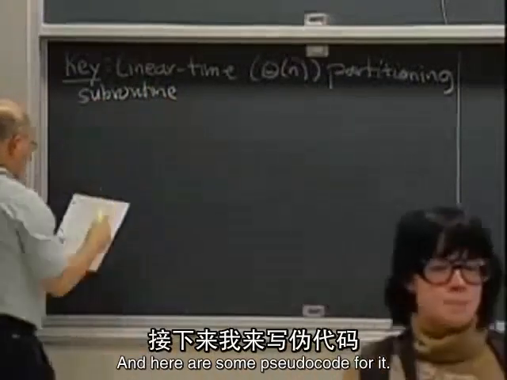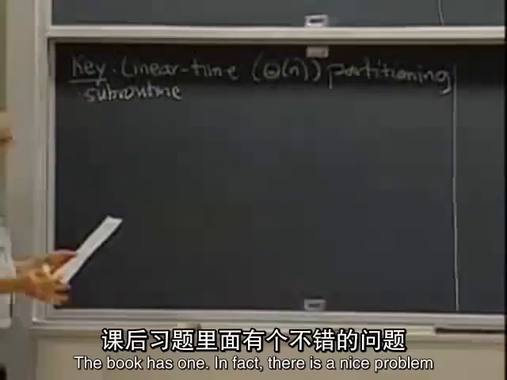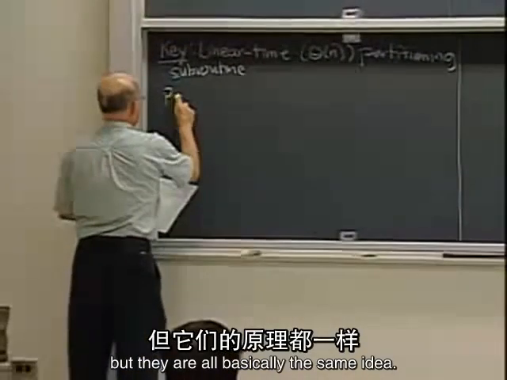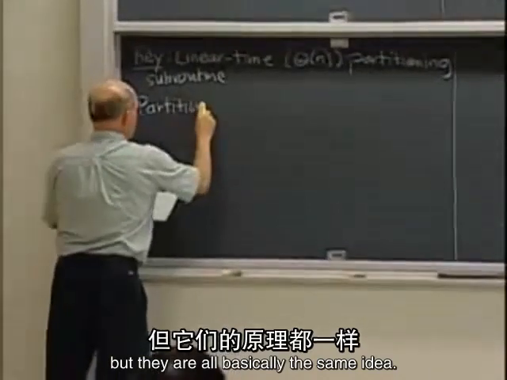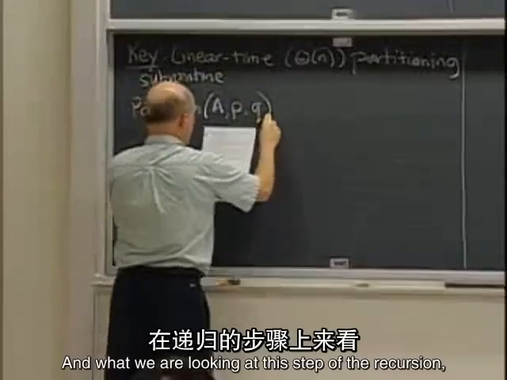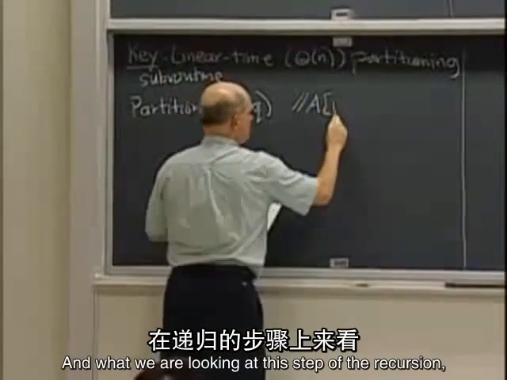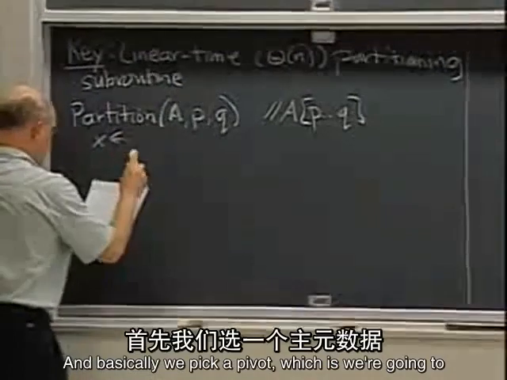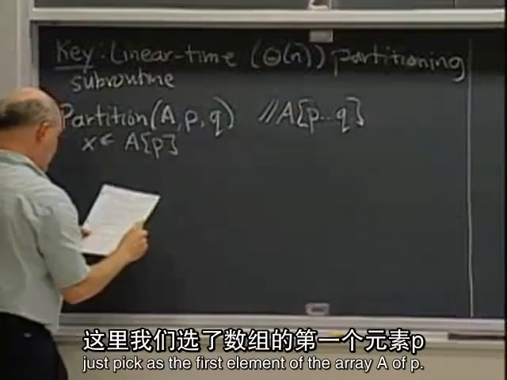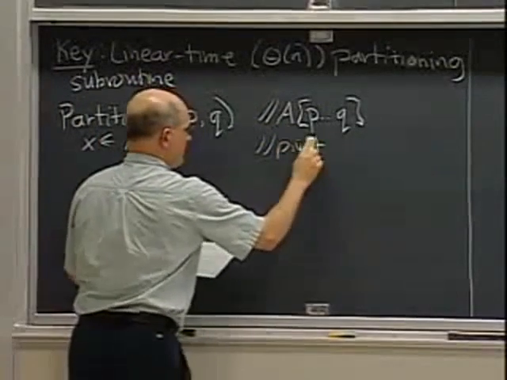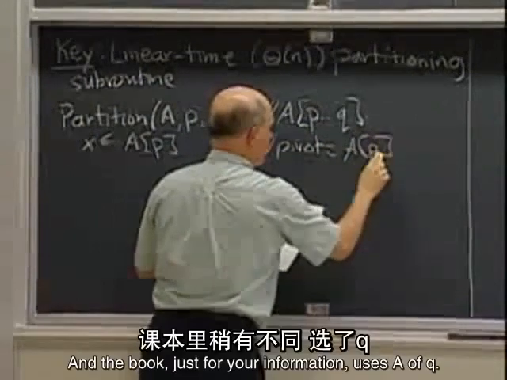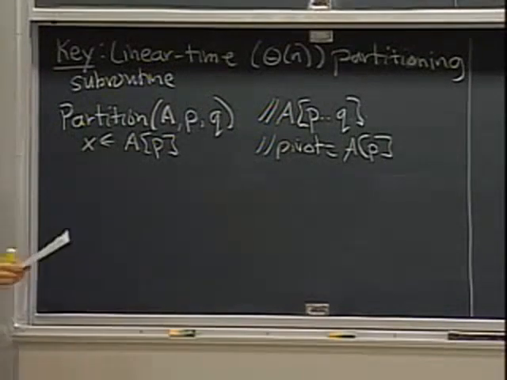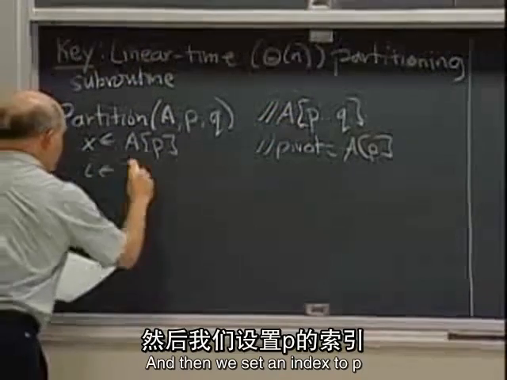And here's some pseudocode for it. This is actually slightly different from the book. So the book has one. In fact, there's a nice problem in the book that has even a different one. But they're all basically the same idea. Just partition A, P, Q. And what we're looking at in this step of the recursion is the subarray A from P to Q. And basically, we pick a pivot, which we're going to just pick as the first element of the array, A of P. And the book, just for your information, uses A of Q. But I use A of P. Doesn't really matter. Okay? And then we set an index i to P, and then we have a loop.